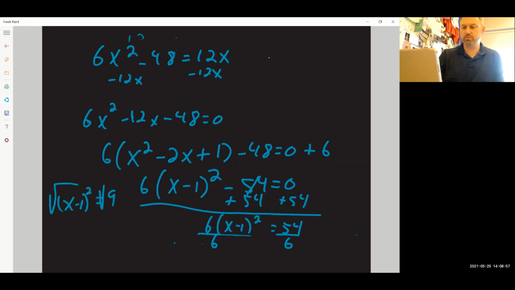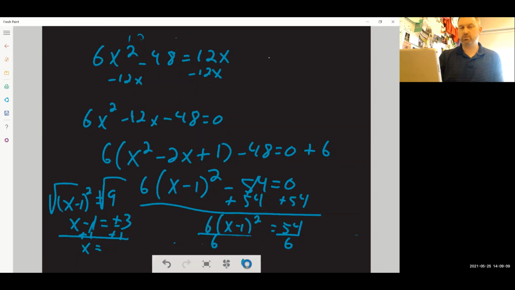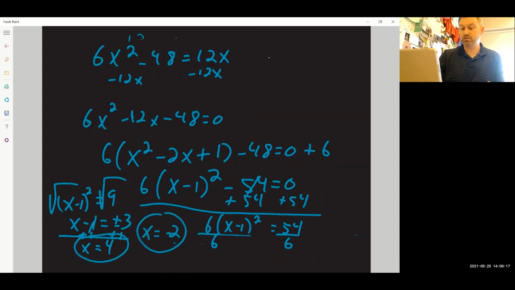Take the square root of both sides. Gives me x minus 1 equals plus or minus 3. Add 1, add 1. I get x equals 1 plus 3 and 1 minus 3. Well, 1 plus 3 is 4, and 1 minus 3 is negative 2. Okay, so this one does have two zeros, two real solutions.